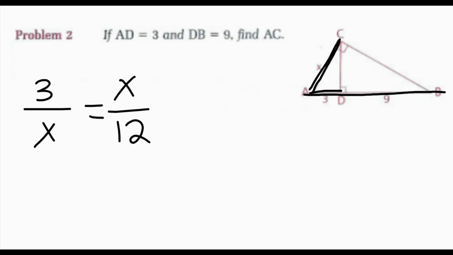So now I can use my means extremes product theorem to multiply this out. So x squared would equal 36. I'll take the square root of 36. So x is just going to be positive 6, because I'm going to throw away the negative value because I can't have negative side lengths.